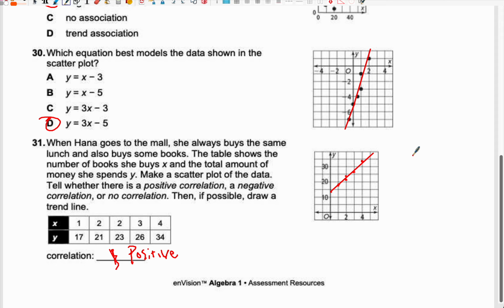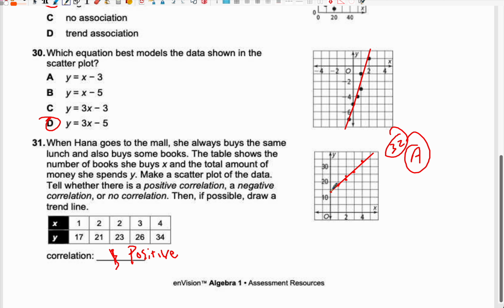So I like letter A. We're on number 32. 32, I like A. And then if I like A, then I must not like B, because B says the slope is the cost of Hannah's lunch. That doesn't make sense. So she only buys lunch once, but she buys books over and over again. And so that doesn't work. Part C, or number C, the y-intercept is the cost of one book.